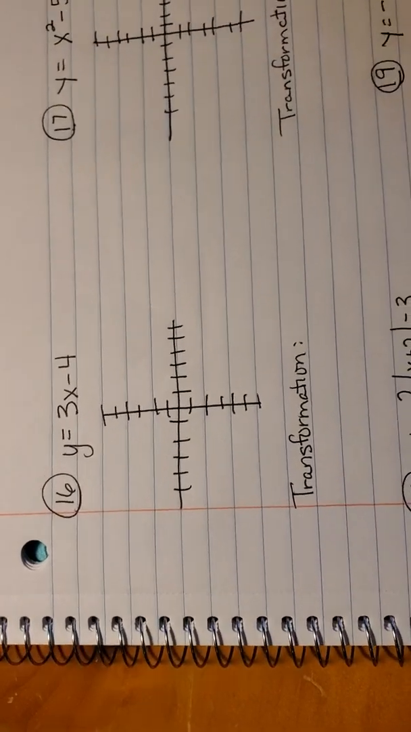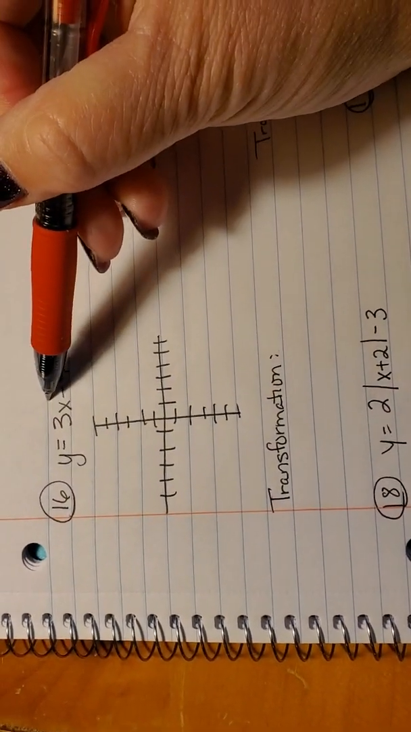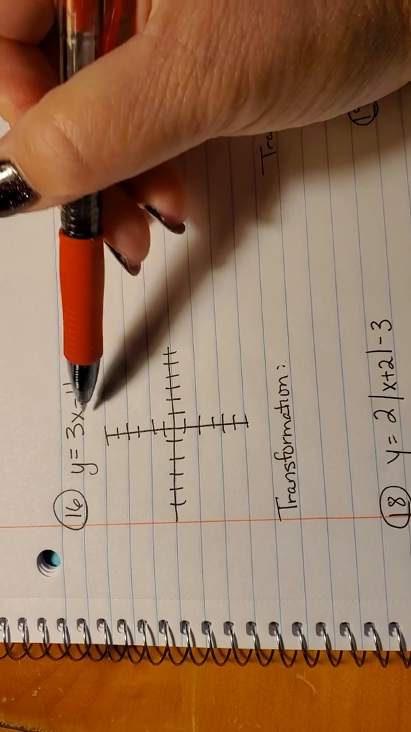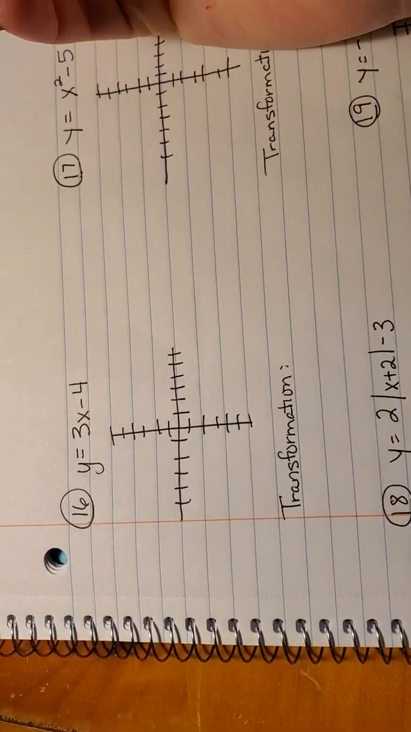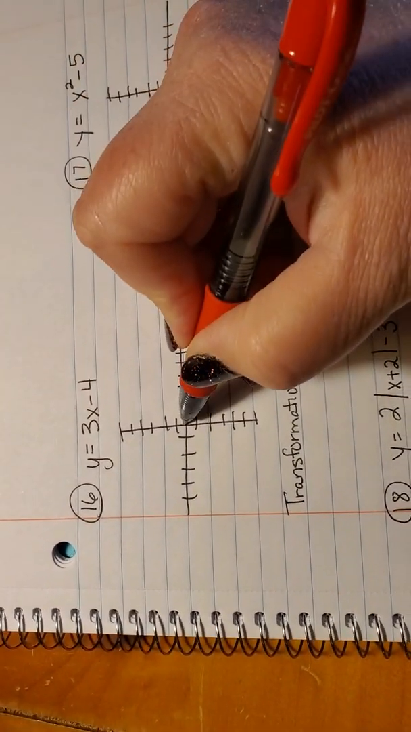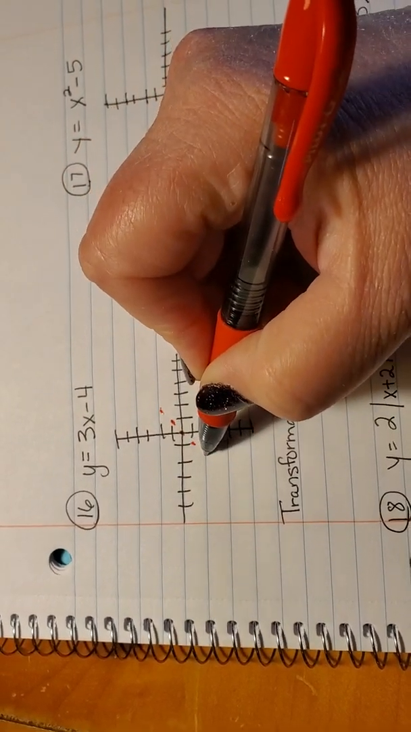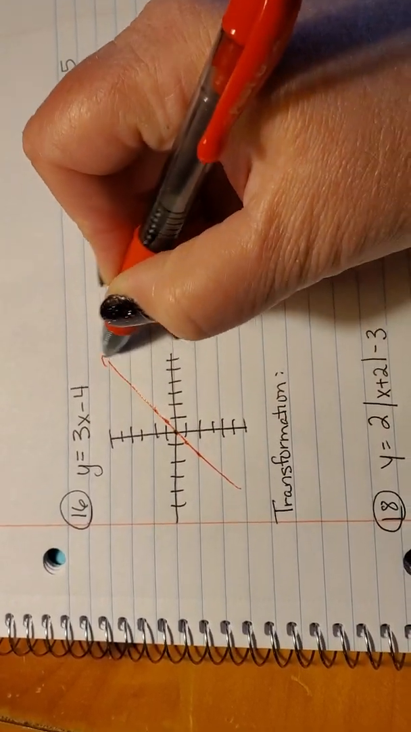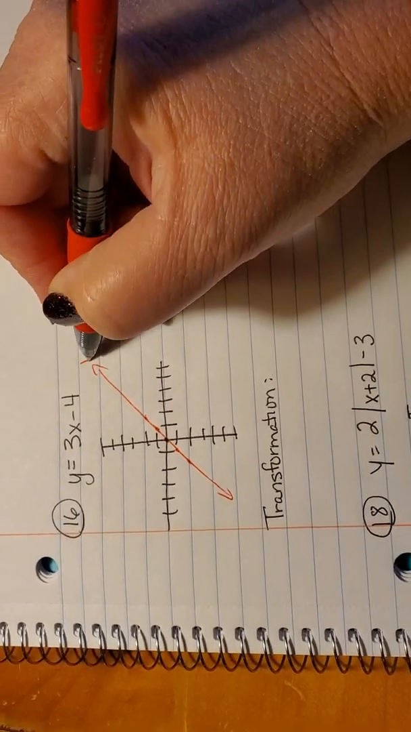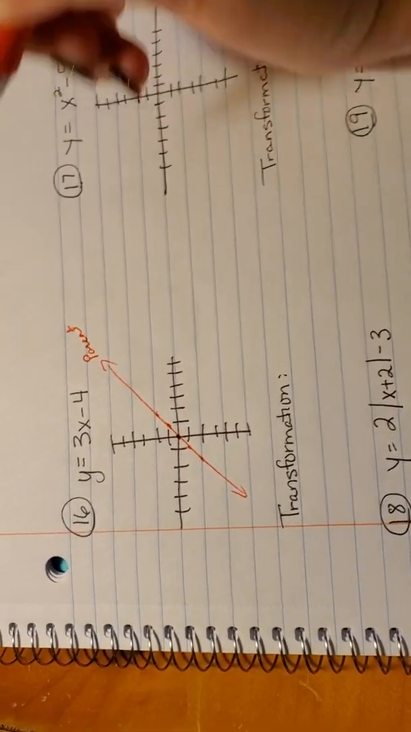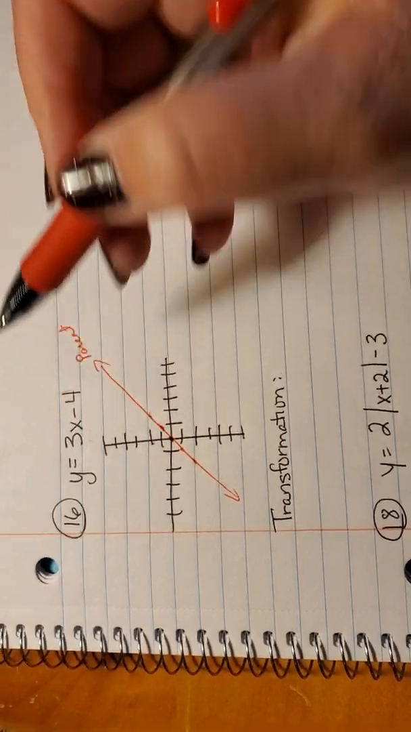All right, number 16. This is a linear function because you notice there's no squares up here. There's no absolute value marks. So this is going to be a straight line. Again, the parent function of a straight line is up 1 over 1 from 0. Or down 1, left 1. So it goes like this. That's your parent function of a linear equation.